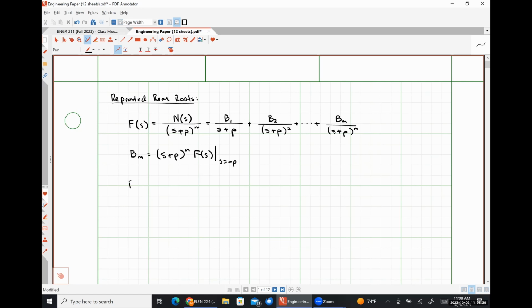So b sub m minus 1 is going to look like 1 over 1 factorial. I'm writing it this way, even though that is obviously just the number 1, so that we can see the pattern that's going to emerge on how to do this, multiplied by the first derivative with respect to s of (s plus p) to the mth power times F of s, close the brackets, evaluated at s equals negative p.